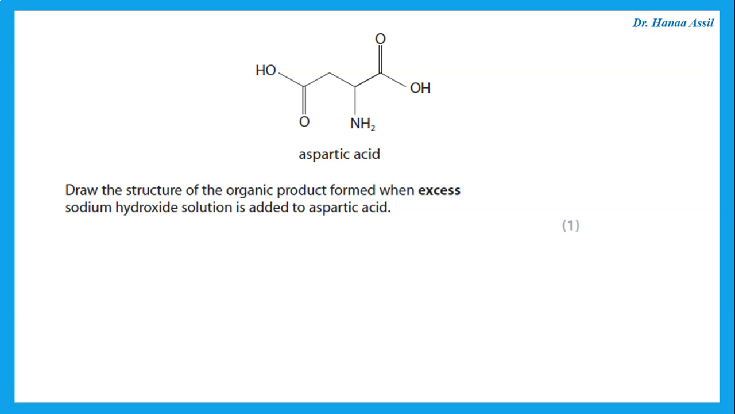Draw the structure of the organic product formed when excess sodium hydroxide is added to aspartic acid. Again, if I add a base to an amino acid, we said the acid part will become, instead of OH, the sodium salt. So we have O-Na+ on each of the OHs of the acid.